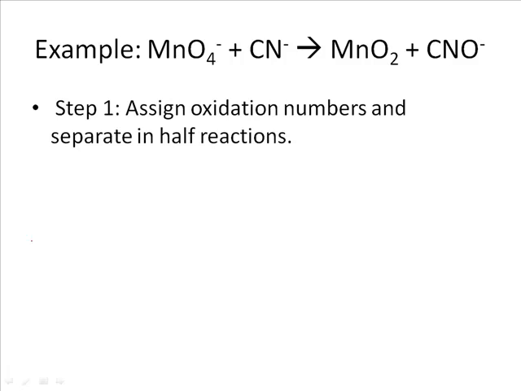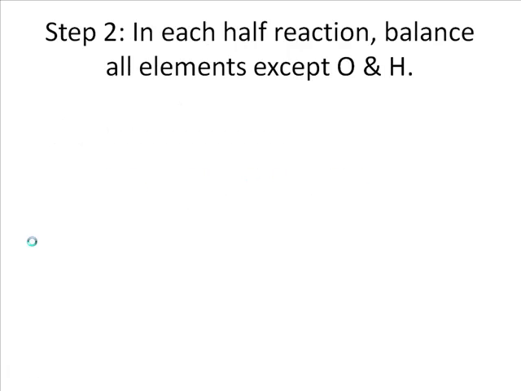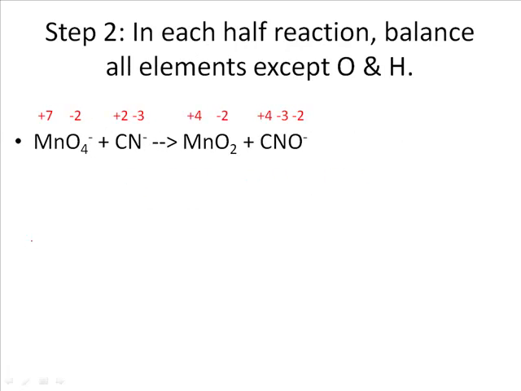So first step, assign oxidation numbers and separate into half reactions. So we have this. Here's our oxidation numbers. Step 2. Okay, separate into half reactions. So I have this half reaction and this half reaction. Okay, make sure that these elements again are balanced on both sides of the equation. So I have one C on one side, one C on the other, one N on both sides, Mn on both sides equal each other.